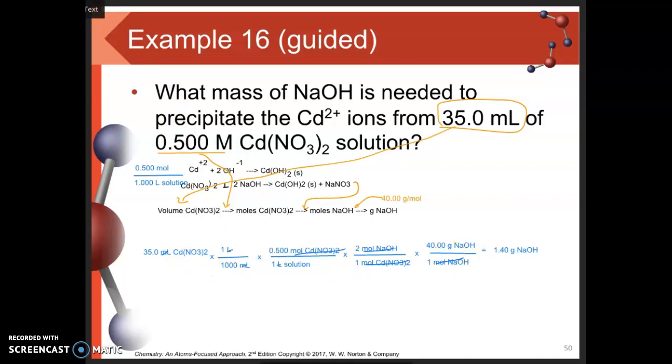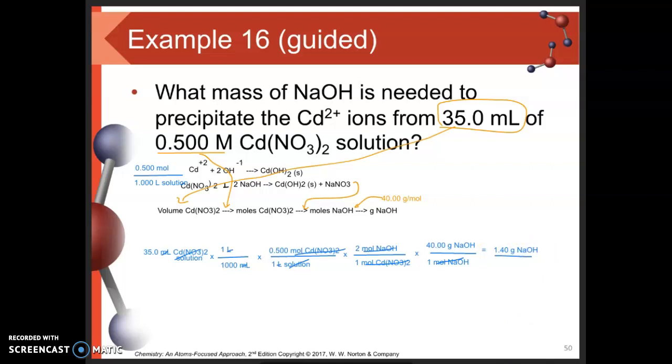The reason why this doesn't seem to mix up is because this isn't actually cadmium nitrate, it's cadmium nitrate solution. And so with that appropriate label on it, my solutions cancel as well. I'm left with just grams of sodium hydroxide, and that's my final answer.